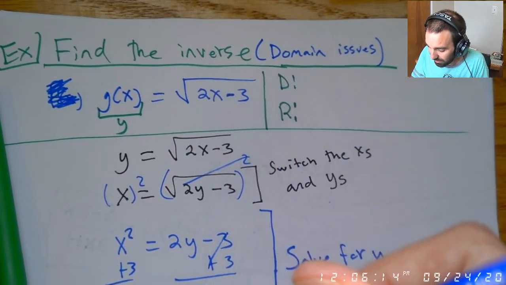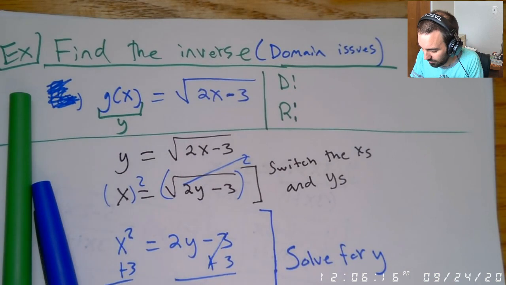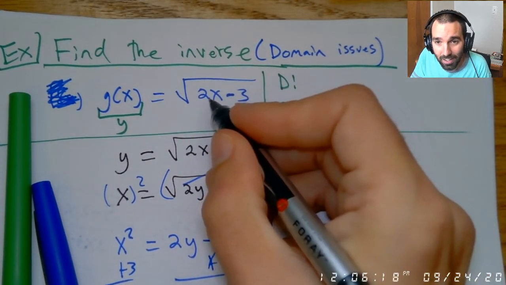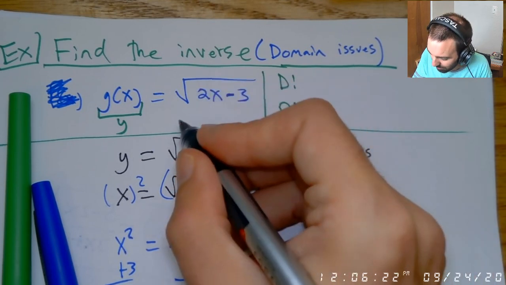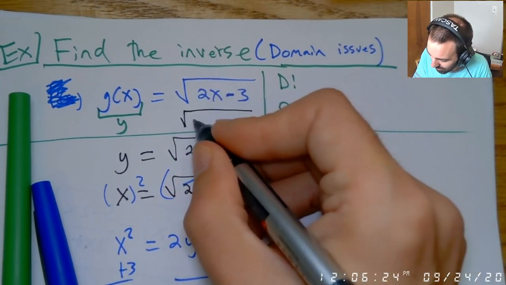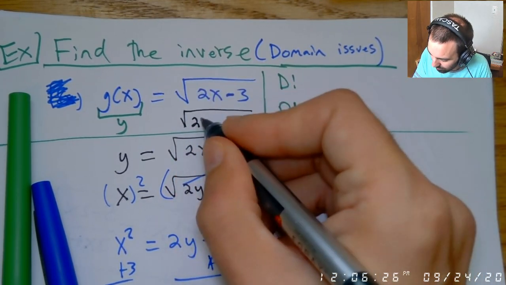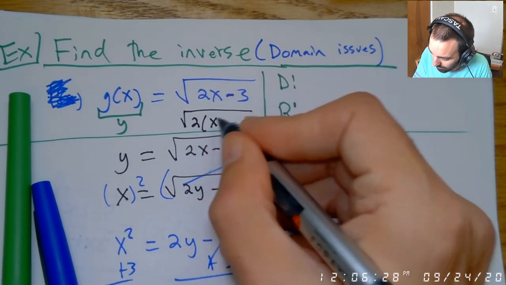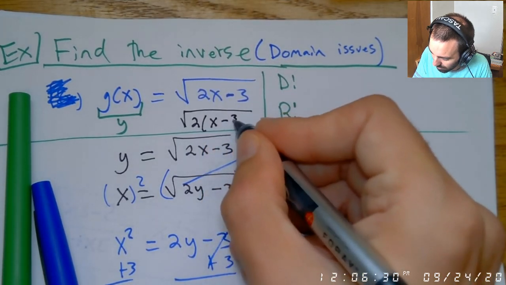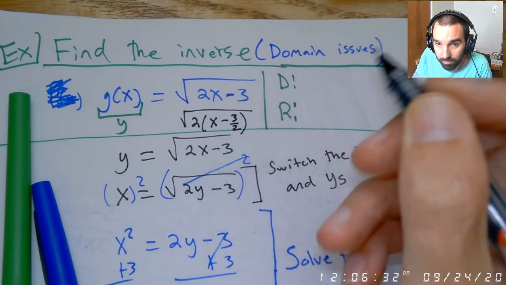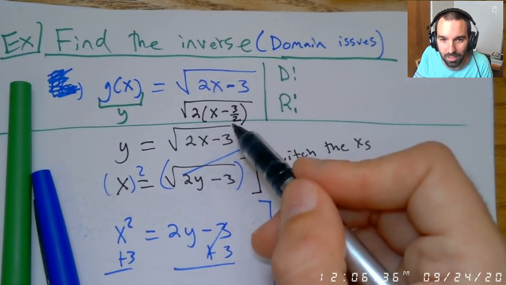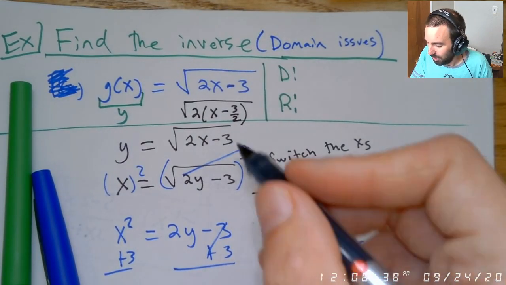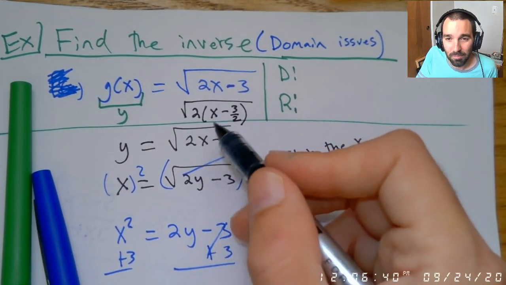To look at domain for this one, see how my horizontal dilation is not 1. So I'm going to have to factor this. So this is really 2 times x minus 3 halves. And you can always, you're going to multiply everything, so the opposite of multiply is divide. Okay? So take a look at this.